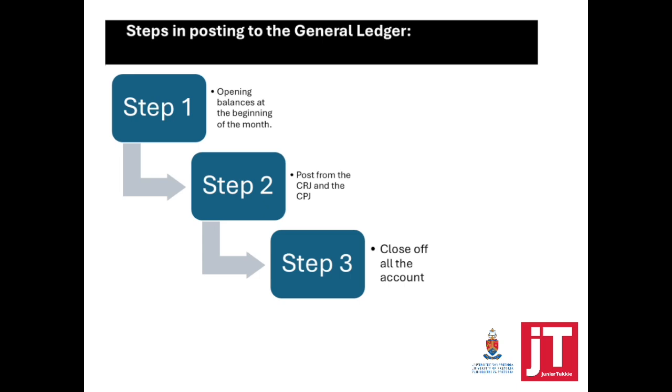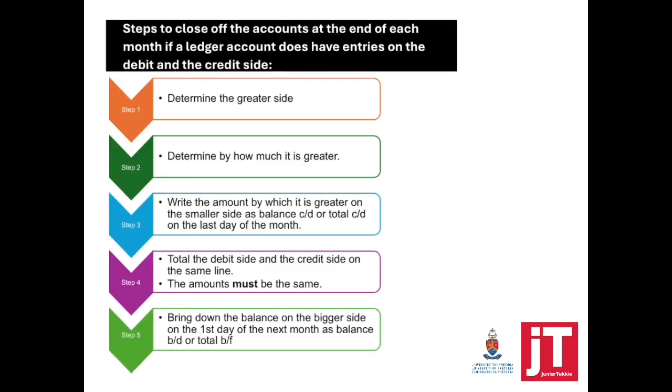When we zoom into specifically closing off the accounts at the end of the month, step 1, determine the greatest side. In other words, is the debit side more than the credit side, yes or no? Step number 2, determine by how much it is greater. The third step, write the amount by which it is greater on the smaller side as balance carried down or total carried down on the last day of the month.